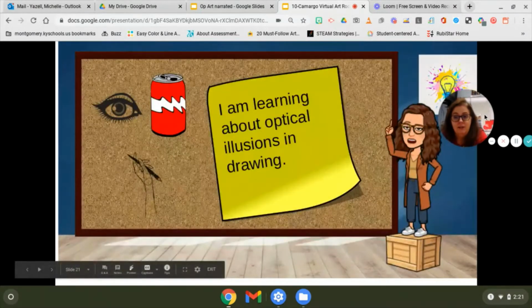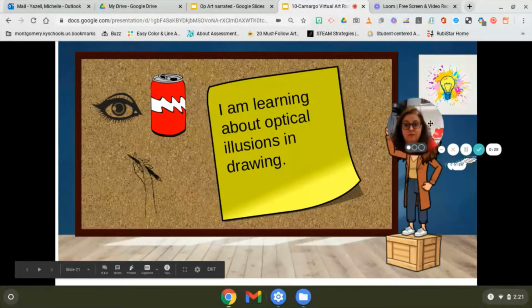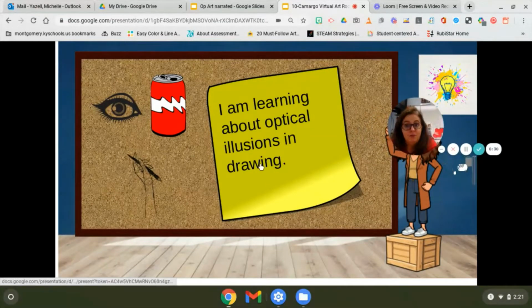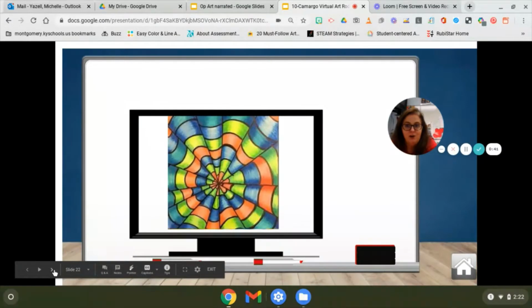And today we're going to be learning about optical illusions. Optical means something to do with your vision or your eyes, and illusion means a trick. So we put those together and we get an eye trick, a trick of the eye that is created in a drawing. So there is a name for that kind of art, and it's called op art.